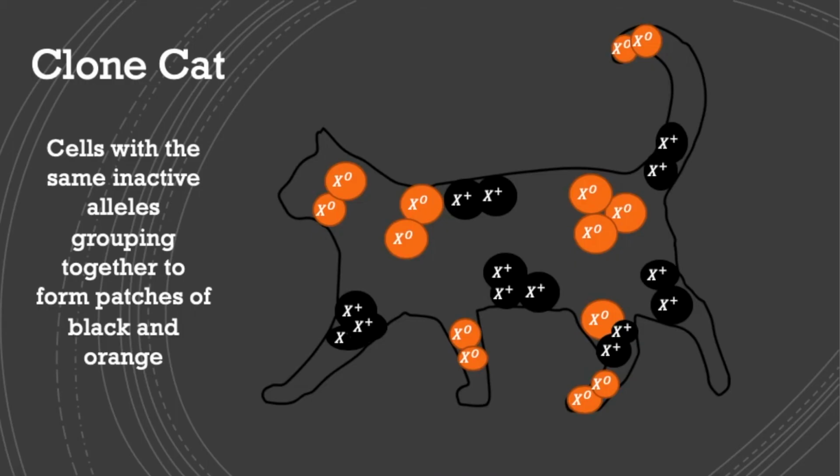Here's a visual of possibly what the clone cat would look like. As you can see, the cells with the same inactive alleles group together to form patches of black and orange.